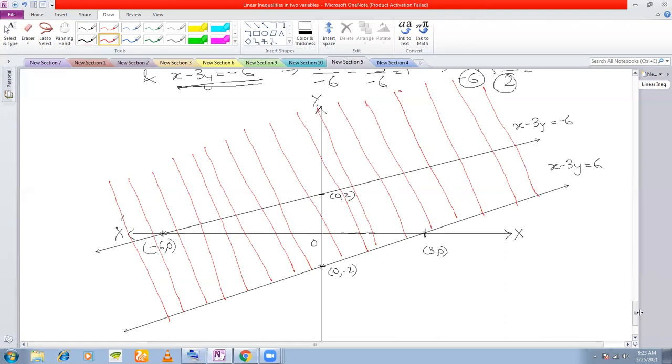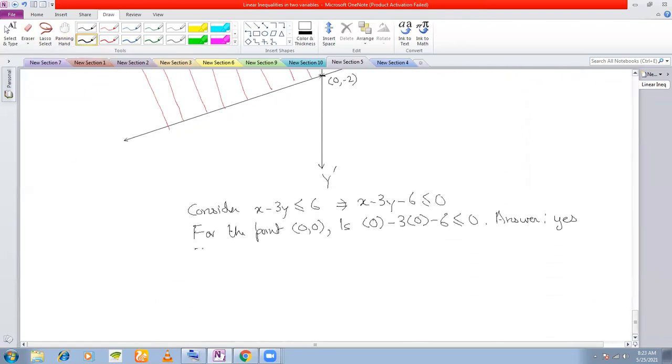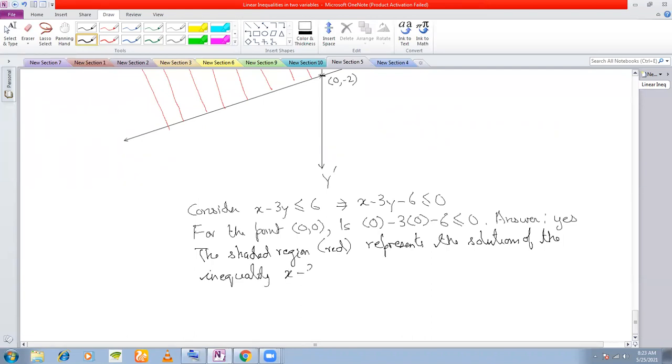Okay, next one. Consider the next inequality. Before that, just write the shaded region above. The shaded region in red represents the solutions of the inequality x minus 3y less than or equal to 6.